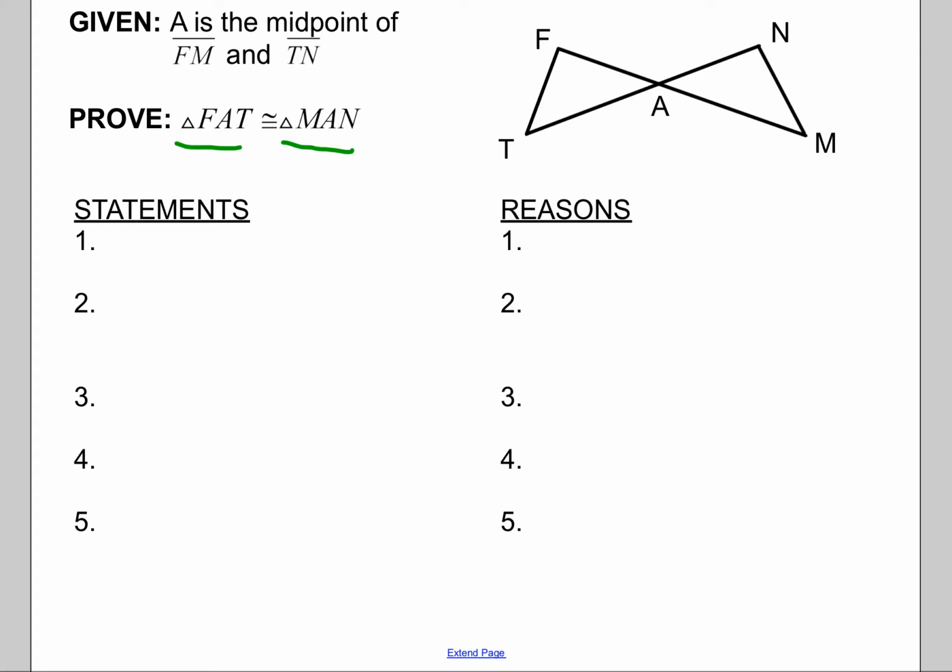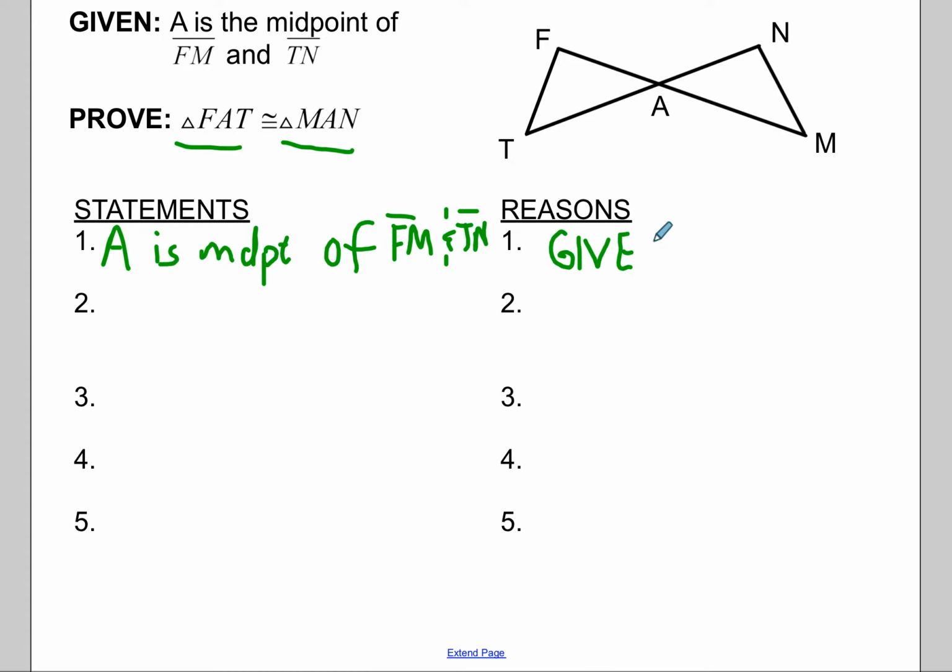As with any proof, we're going to start with what we know. So the only thing that we know is that A is the midpoint of FM and TN. That's all we know. So that has to be our first statement, and that's given. And then we should look at what this actually means in our picture.